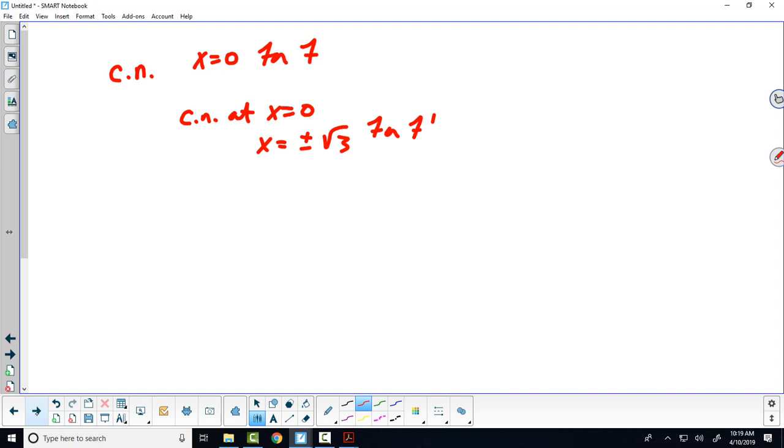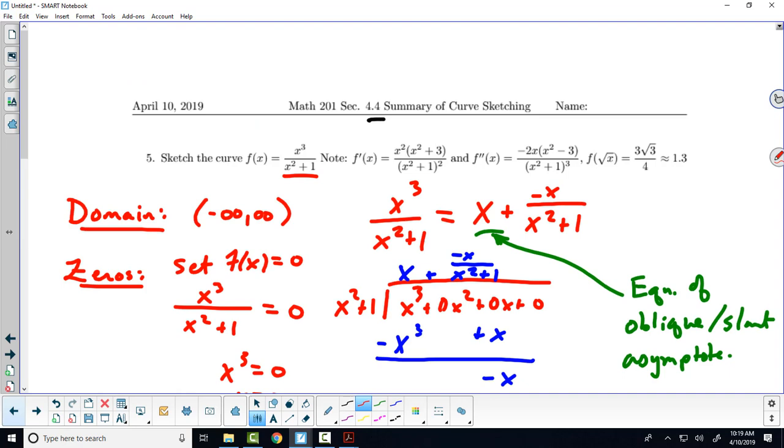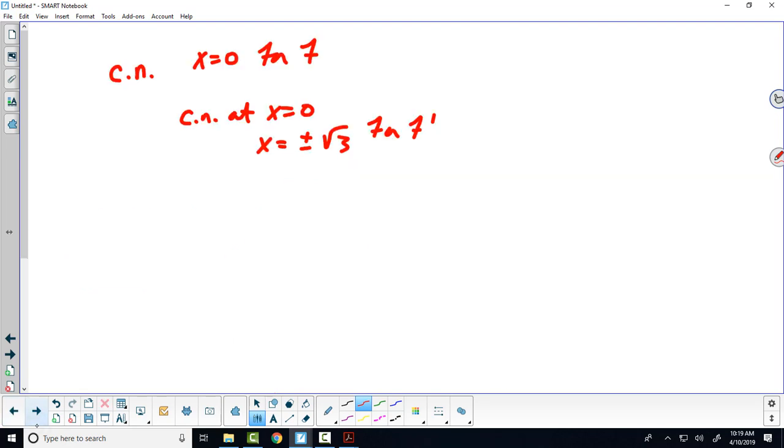I'm talking fast. Folks, here's our first derivative, here's our second derivative. Where's the first derivative 0 or undefined? At 0, it's 0, but it's defined everywhere else. Where is the second derivative 0 or undefined? It's 0 at 0 and plus or minus the square root of 3. Okay, so those are our critical numbers.